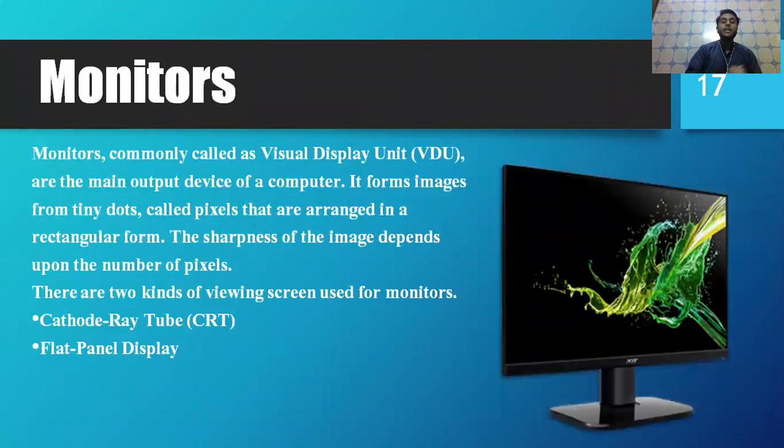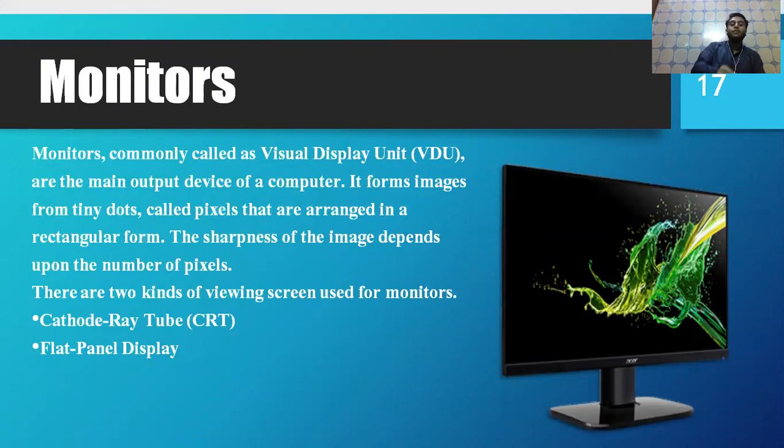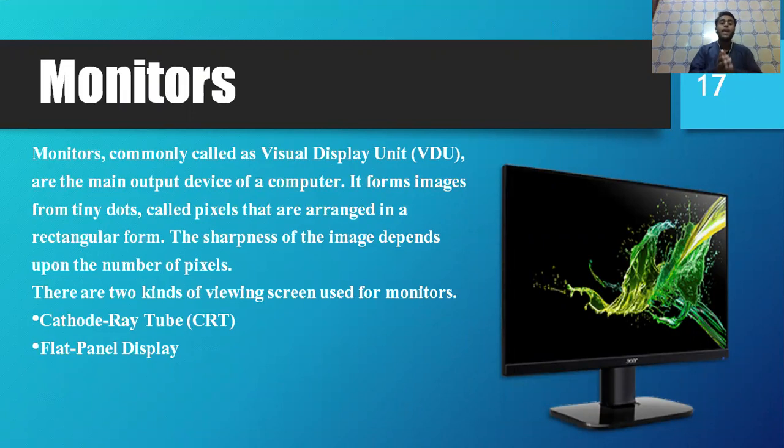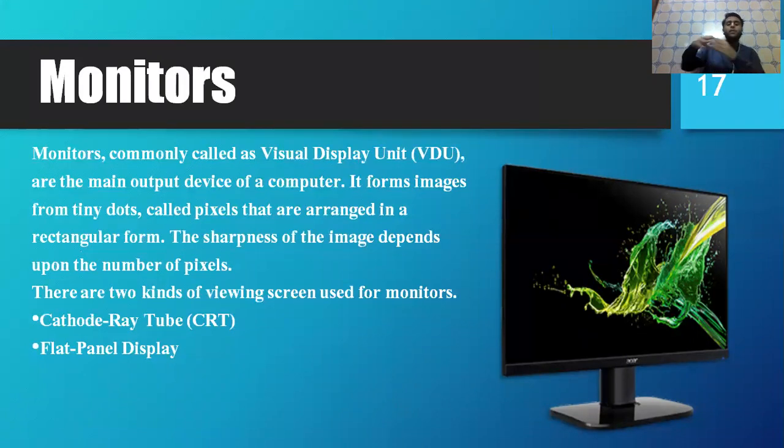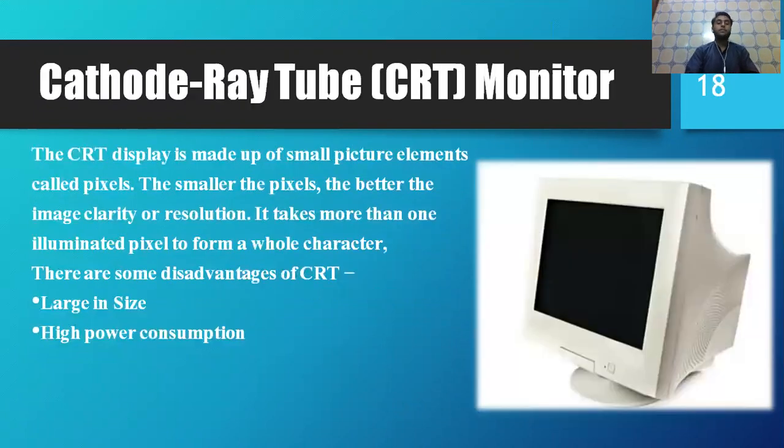Monitor. A monitor, commonly called a visual display unit (VDU), is the main output device of computers. It forms images in the form of tiny dots called pixels, arranged in a regular form, so the sharpness of the image depends upon the number of pixels. There are two kinds of viewing screens used in monitors: cathode ray tube (CRT) and flat panel display.